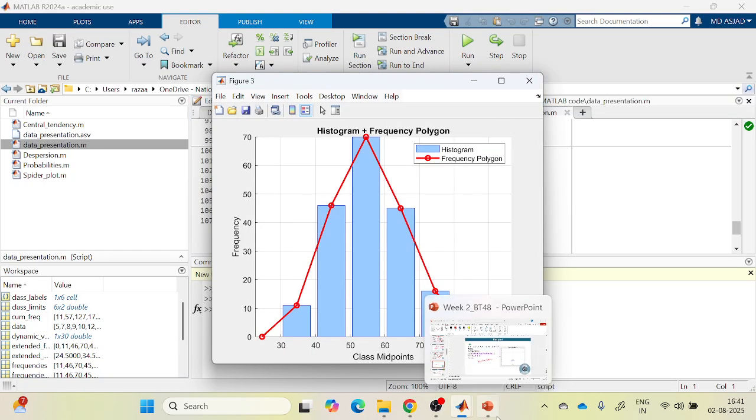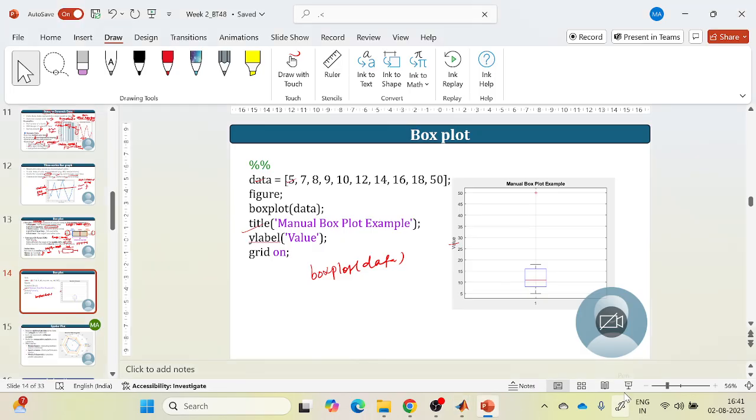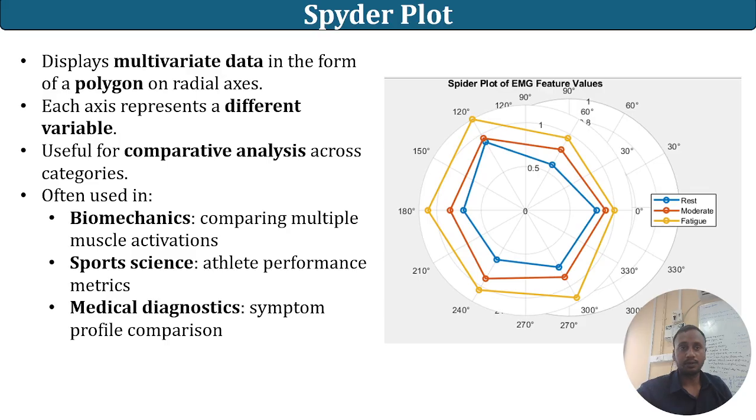Now we'll come back to the plot itself. Okay, so now we have another type of plot called a spider plot. A spider plot shows multivariate data in the form of a polygon on radial axes. Each axis represents a different variable, so it's actually useful for comparison.